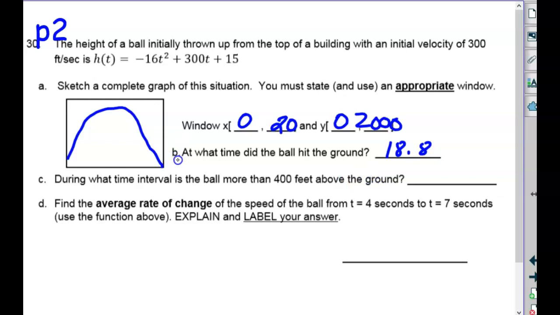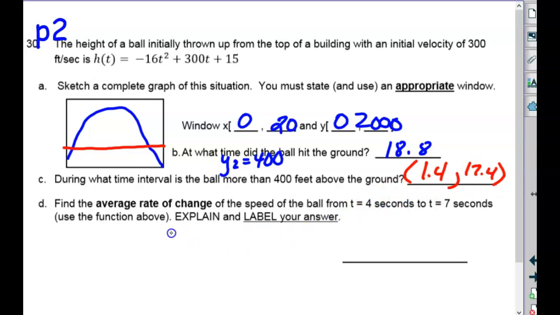When was it more than 400? I put in y sub 2, 400. And it's actually way down here on the graph. So I find those intersection points and round to the nearest tenth, so 17.4. And this one is 1.4. So an interval in between those.